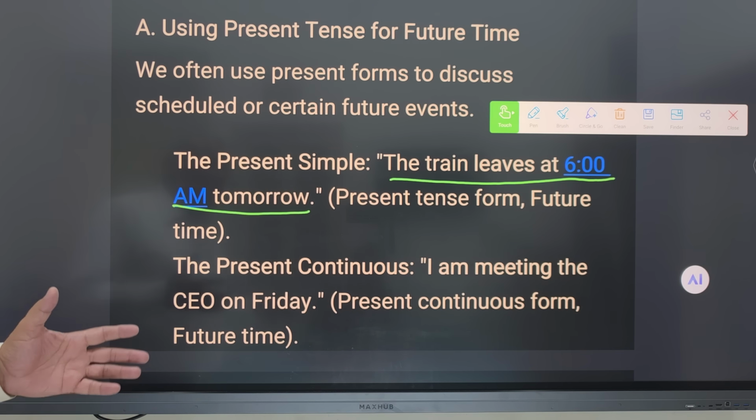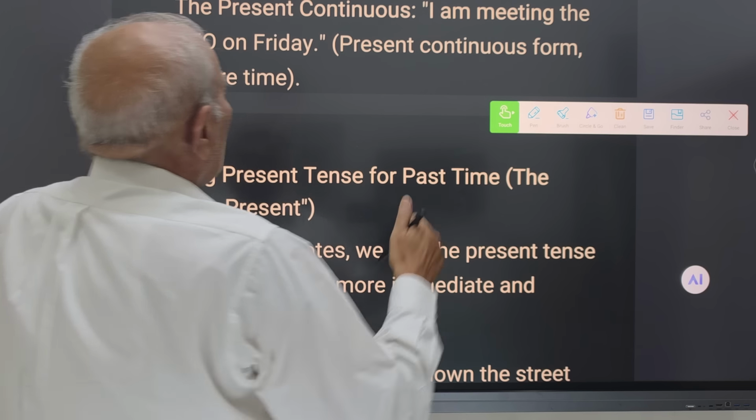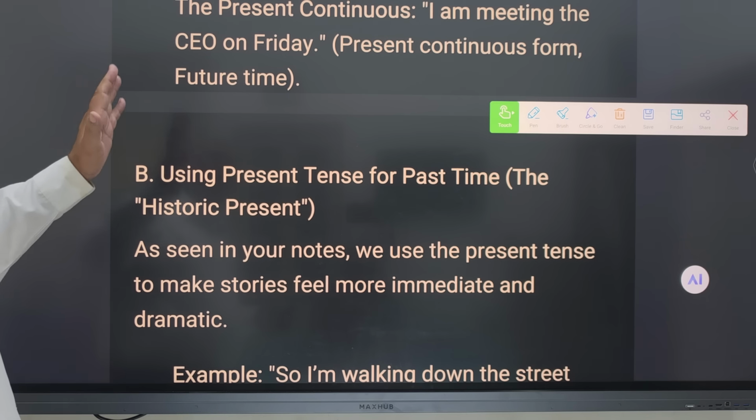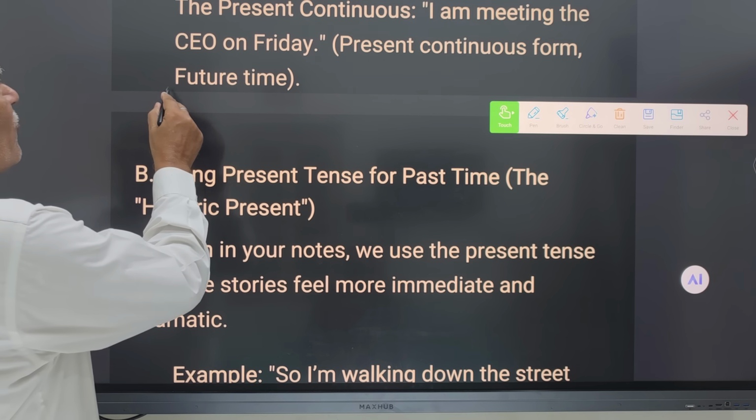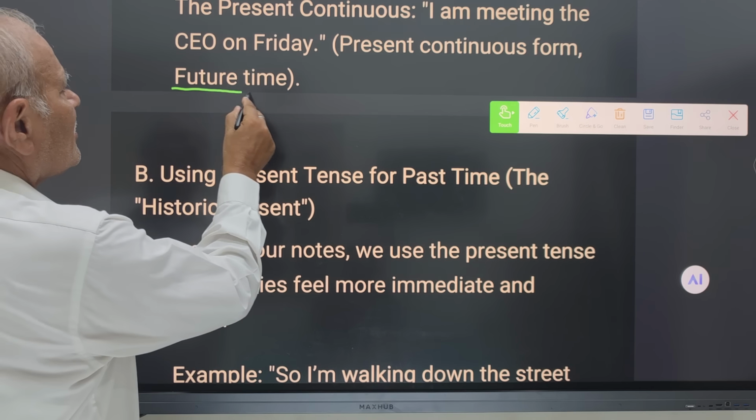Present continuous tense: I am meeting the CEO on Friday. So you are meeting the CEO on Friday. This is a present continuous form but used for future time. So there is no one-to-one relationship.